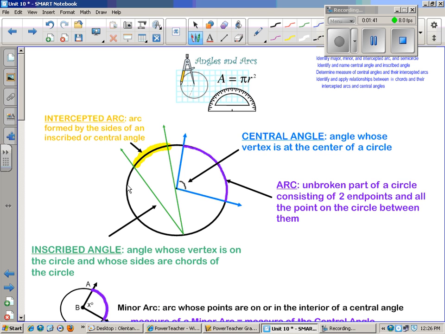Do you see how this angle comes down here and back up here? So it cuts off this part of the circle. We call that part from A to B the intercepted arc. If you think of a piece of pie, it's the crust, right? The intercepted part is between the sides of the angle. The way we would write that is you'd put the beginning of the arc and the end of the arc, and then you'd put a little arc above it. So that means arc AB.